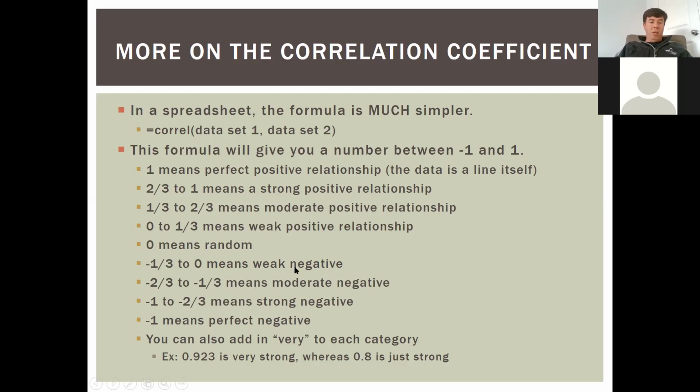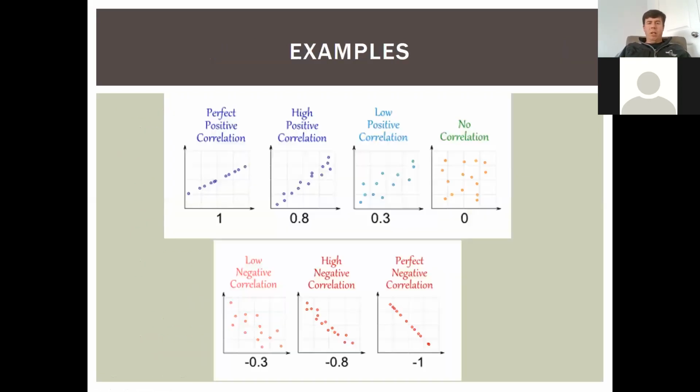And this you just need to memorize. You just need to know that 1 is perfect. Anytime you're above 0.67, that's going to be a strong relationship. From 0 to 0.33 will be a weak relationship, and it continues on from there. So I like this picture because it just gives an overview of how scattered it looks as the relationship becomes weaker.